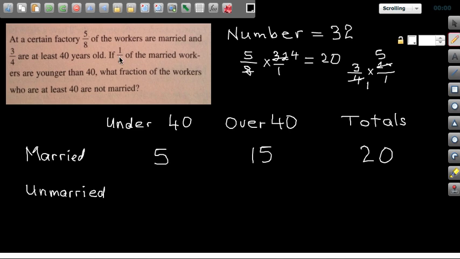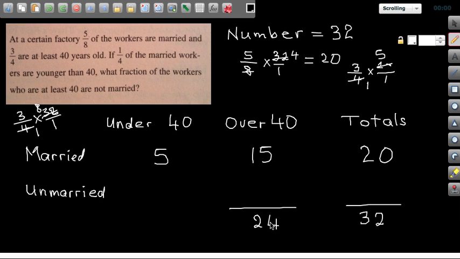If a quarter of the married workers are under 40, which we already have, what fraction of the workers are at least 40 and not married? So we know we have a total of 32. We assumed a total of 32. The next piece of information is 3/4 are at least 40 years old. So let's go ahead and figure out 3/4 of 32. If you reduce this, 8 3s are 24. So you have at least 24. That must mean that you have 9 unmarried.